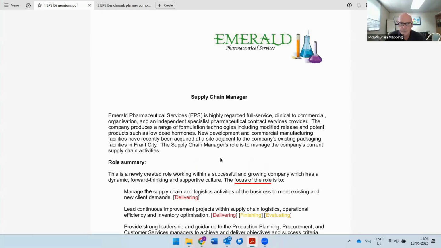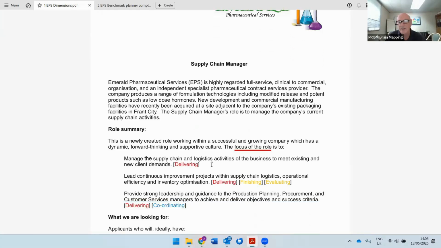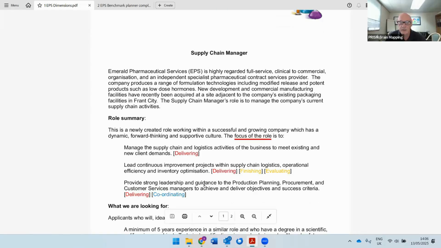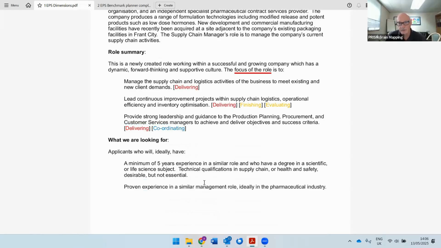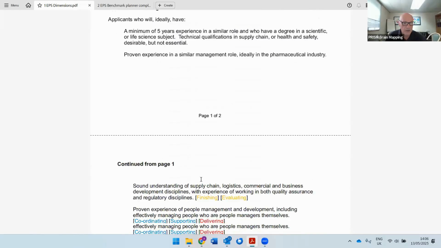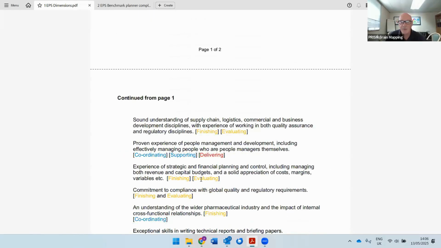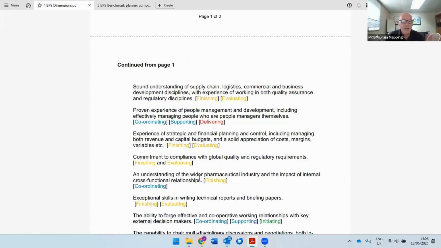So you can see here, under the role summary, that I've highlighted some areas that I think fit with delivering, the first 2, some that fit with finishing and evaluating, and then the next one, delivering and coordinating. And I've done that all the way through. This section here, what we're looking for is more about eligibility than suitability, so I haven't made any particular comments on that section. If we continue from page 1, you can see I've carried on with that notation process. And at the end of this particular profile, you can very easily see that there's probably a lot more gold, some blue, some red, but a lot more gold than anything else.